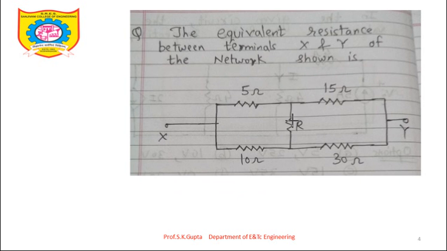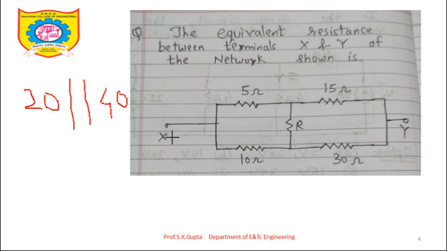So when you are treating this as open circuit, these 5 and 15 are in series, that means 20 ohm. 5 plus 15 is 20 ohm, and this is in parallel with 10 plus 30. These 10 and 30 are also in series, so that means 40 ohm. So this 20 ohm is in parallel with 40 ohm. You have to solve this parallel combination and get the resistance between X and Y.